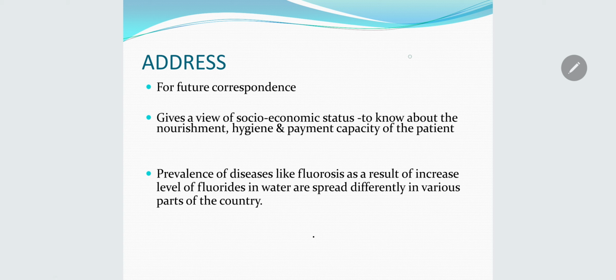Address. Why is address important? For future correspondence, and it also gives the socio-economic status, so that we know about the nourishment and the payment capacity of the patient. And this is also very important because the prevalence of a few diseases, for example fluorosis, can be recorded based on the address.